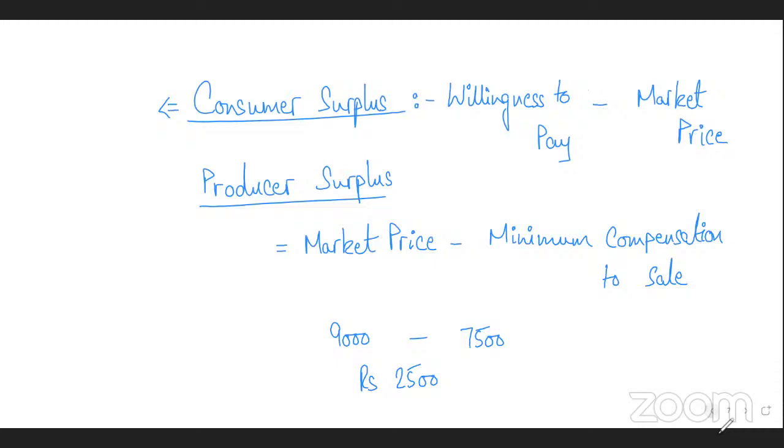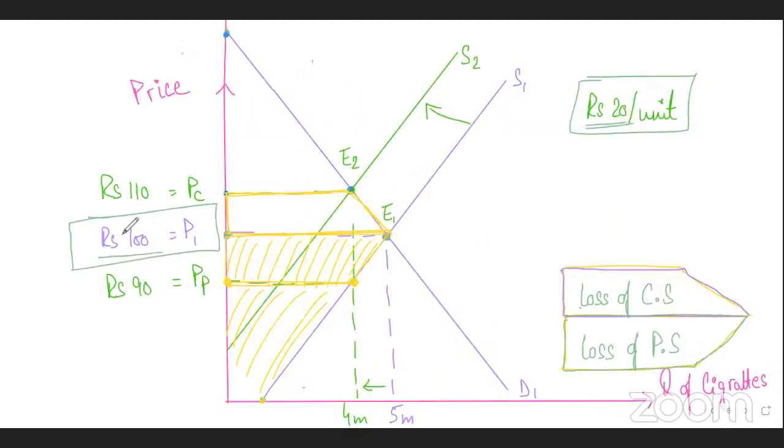Previously, before tax, consumers used to go to the shop, buy a packet of cigarettes for 100 rupees, and that 100 rupees was the total amount that used to go directly into the producer's pocket because there was no tax. There was no leakage. Government was not there to take some money.